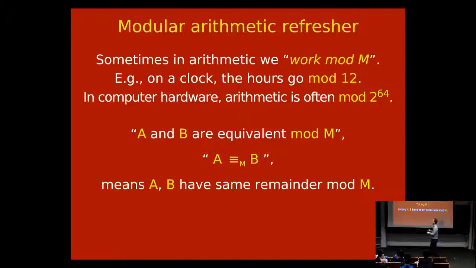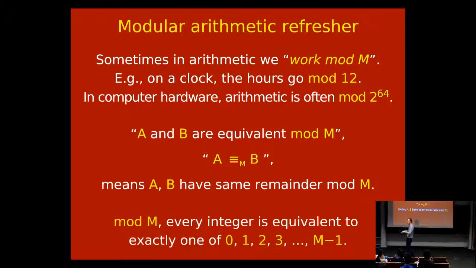OK, so once you fix m, it divides the numbers up into equivalence classes, the ones that have the same remainder mod m. And every number is equivalent to one of the standard representations of these equivalence classes, which are just the good old remainders 0 through m minus 1.